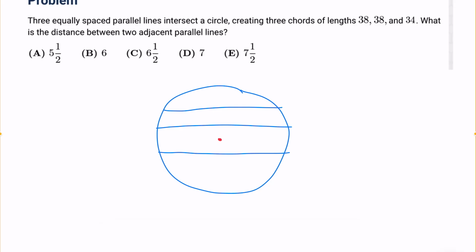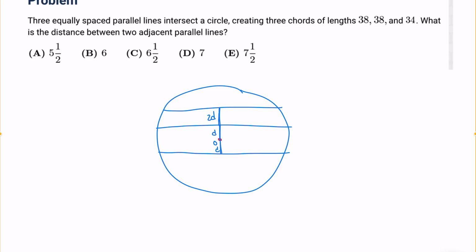And so I'm going to let the center of the circle be O. And then the distance from the center of the circle to the chord with length 38, I'm going to let that be D. So that means that that segment's D, this segment is also D. And then this segment would be 2D. And once again, my drawing is not drawn to scale, but we know that the distance between these 3 chords are the same. And so if this whole distance is 2D, then that means that this distance is 2D as well.